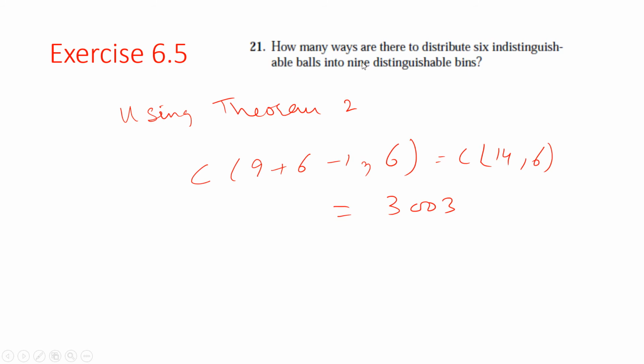Question number 21. How many ways are there to distribute 6 indistinguishable balls into 9 distinguishable bins? Now in this case we are going to use theorem number 2 of your book, and this is again for repeated combinations. In this case n is 9, and we have to choose 6 balls. So r is 6. So 9 plus 6 minus 1, C 6. And this gives us 3003, the answer.